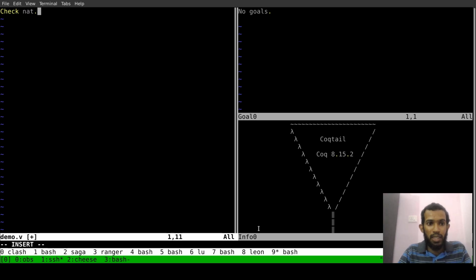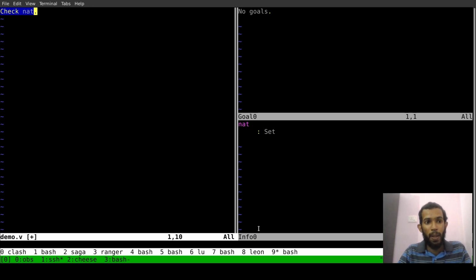I'm just looking at what nat is. Okay, it says that nat is a set type. Fine. First I will try to prove that addition is commutative. Commutative in the sense, let me first write it as a comment. Alright, so I will first state the theorem that I want to prove.